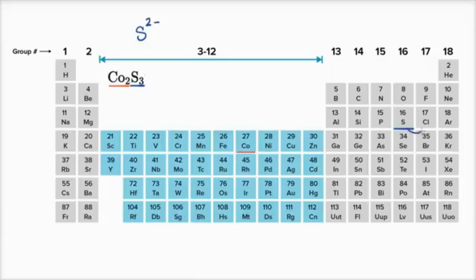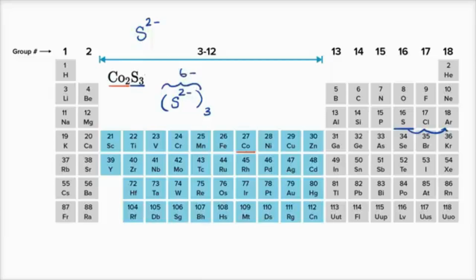It would want to gain 2 electrons so that its outer shell looks like that of a noble gas, like that of argon. So we can use this as a clue to figure out what must be the charge on the cobalts, because we have 3 of the sulfides. Each of the sulfides has a 2- charge, and we have 3 of them, so that's going to give us a 6- charge all in.